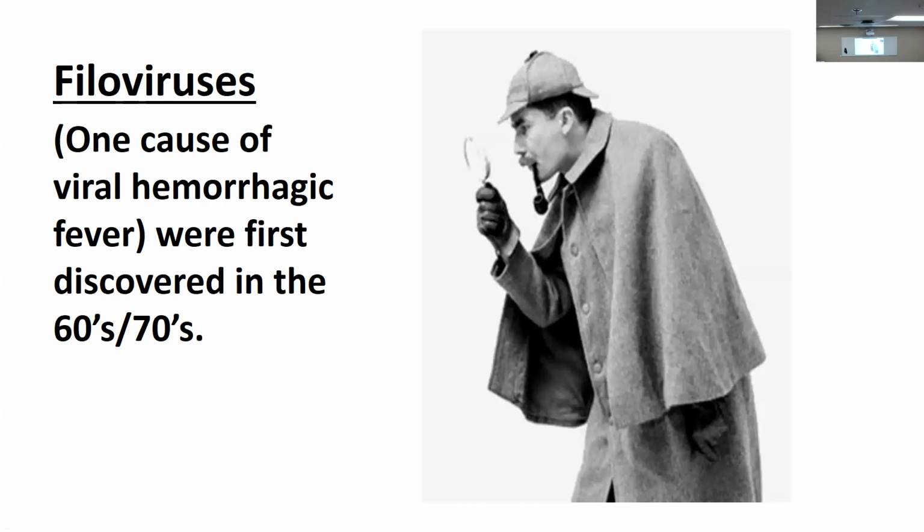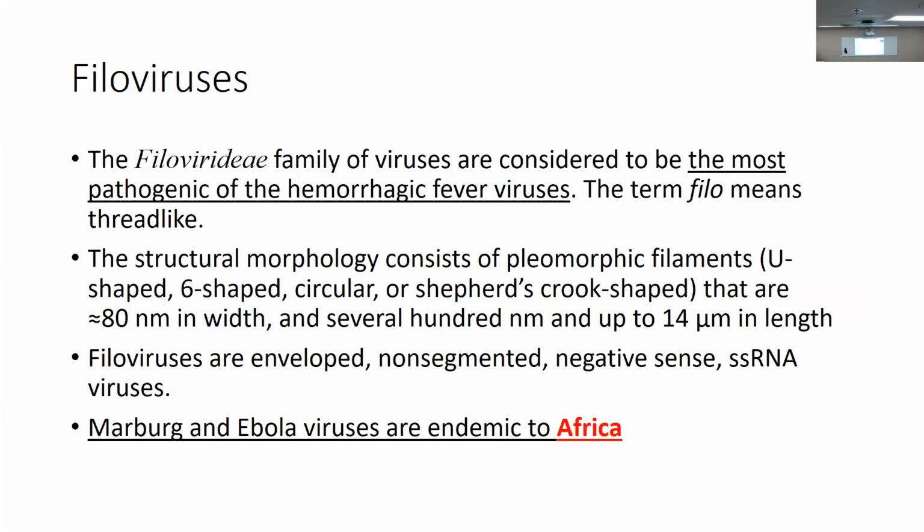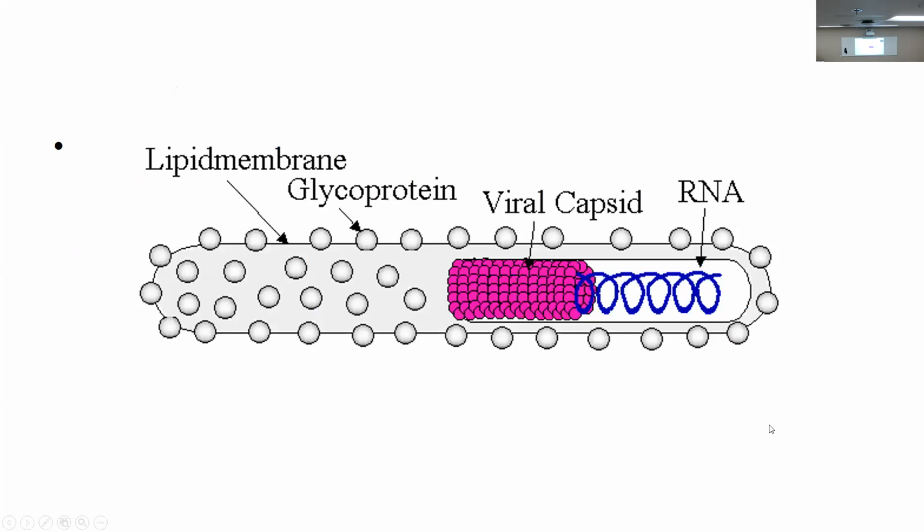Discovered in the 60s and 70s. Most pathogenic of the hemorrhagic fever viruses is the filoviruses. So these are Marburg and Ebola. So they're filo, so they have a shape. They're not this round coronavirus look to them. They kind of look like a parasite for us. They look like a worm because they're filamentous. There they are. We got a real picture in a minute. The lipid membrane, glycoproteins on the membrane, viral capsid inside, and that RNA wrapped in the middle.